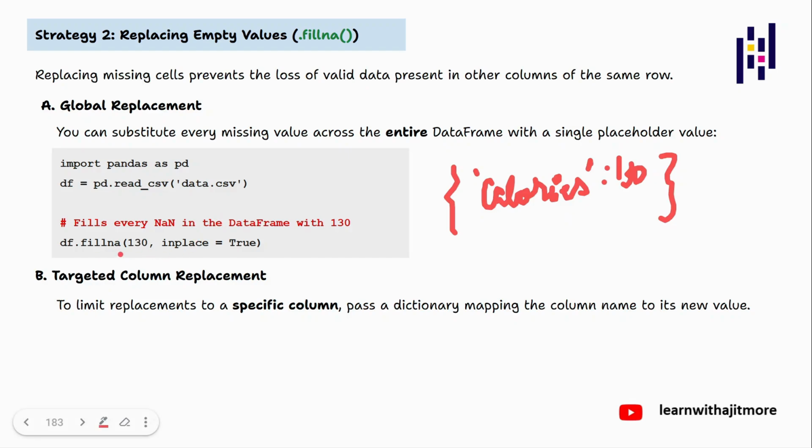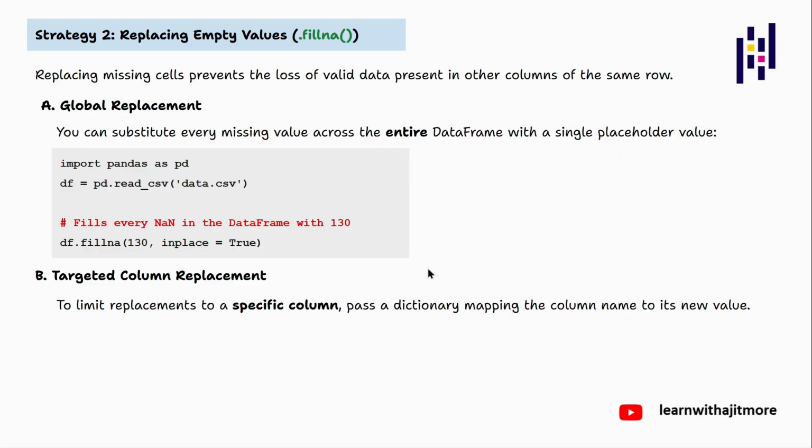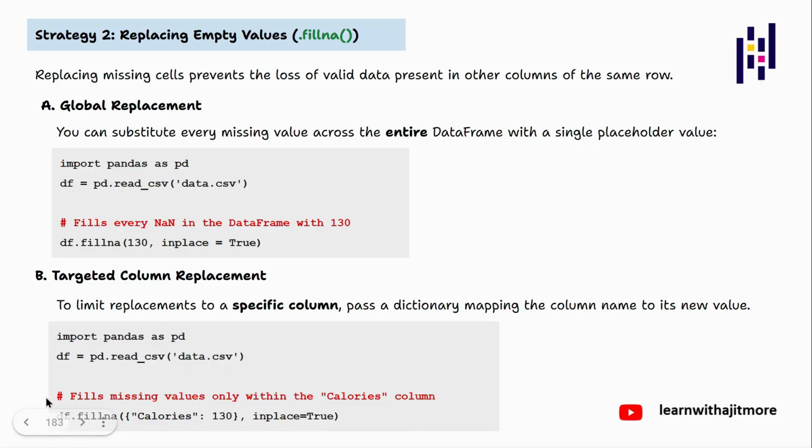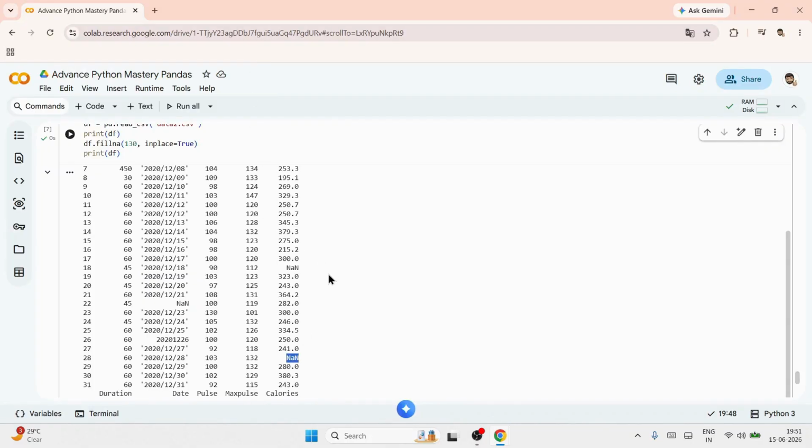Now what will fillna do? Will it do the global replacement, the entire data frame NaN replaced with 130, or only in the calories column? Only in the calories column, it will replace NaN with 130. Okay? See, again df dot fillna, I'm passing that dictionary and inplace equal to true. Inplace equal to true means do the changes in the original data frame. Don't return a copy. That is the meaning.